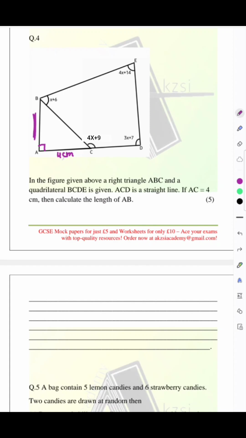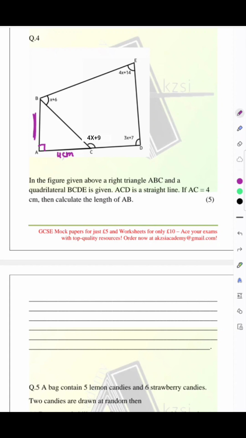Second option, if I'm able to find either this angle or this angle, I can apply trigonometry. If I look at the other side of this quadrilateral, it's entirely filled with angles. There is no way that I can calculate a side, which means I can eliminate Pythagoras. The only thing left with us is finding angles so that I can apply trigonometry to get the answer. This is how you have to start your question.